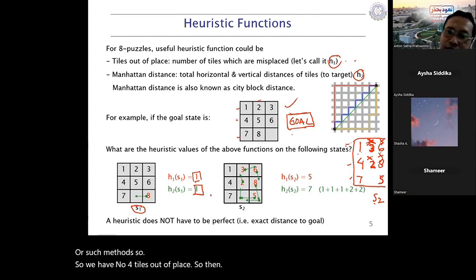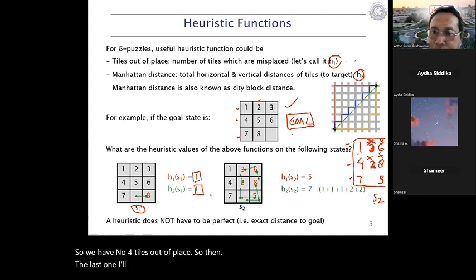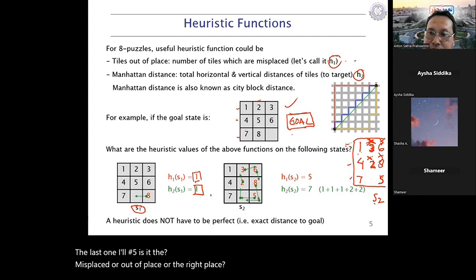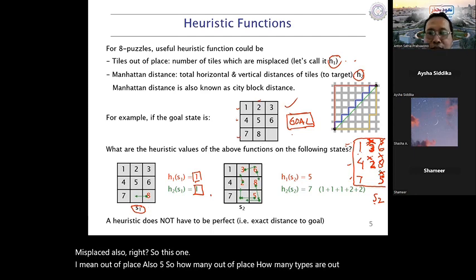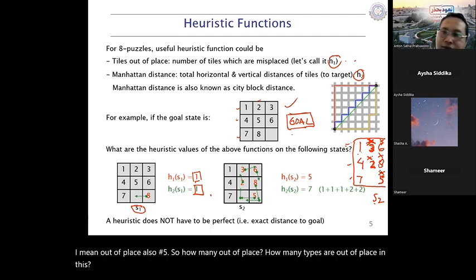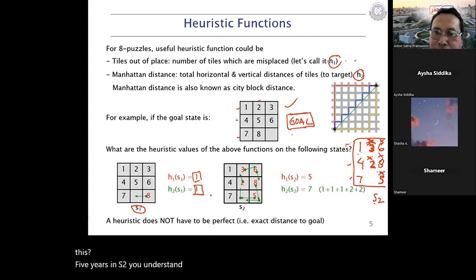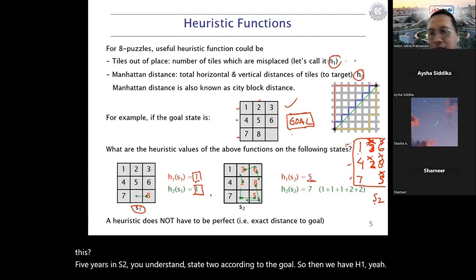Then the last one, tile number 5. Is it misplaced or the right place? Number 5 here, in this place. Misplaced also, out of place. So how many tiles are out of place in S2, according to the goal? Then we have H1, 5 tiles out of place.